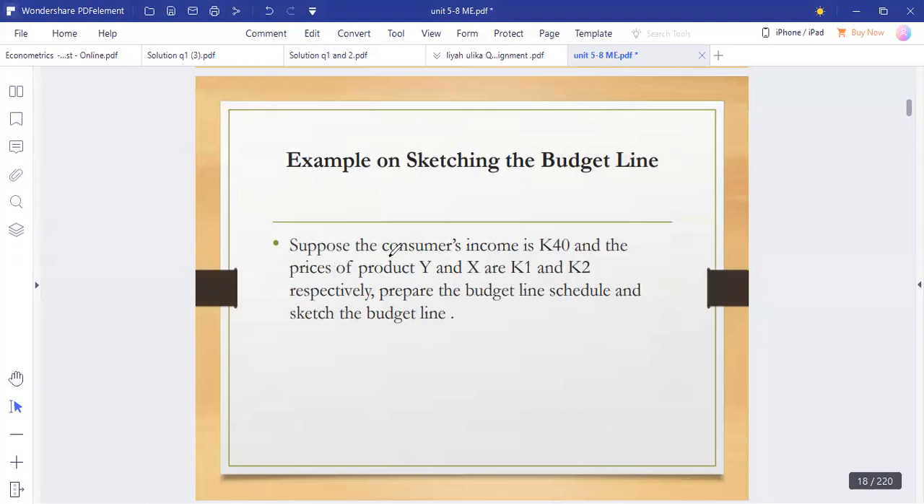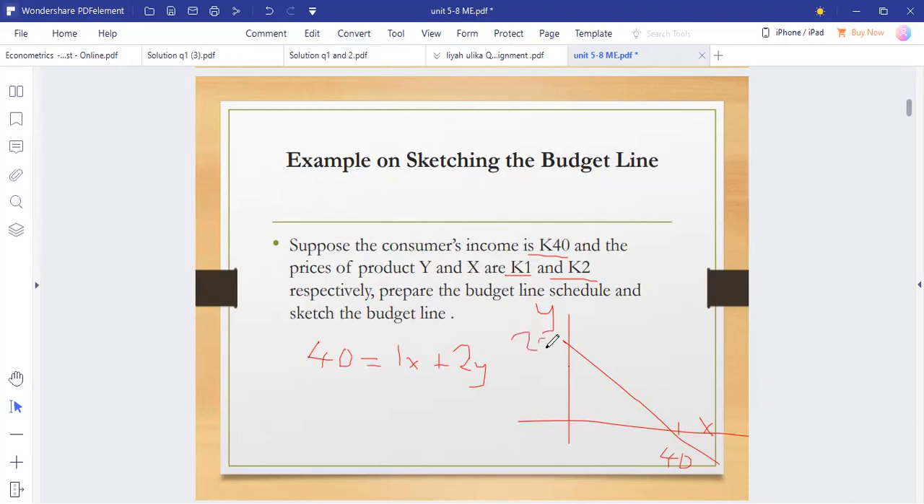So when you're sketching a budget line, suppose the consumer income is 40, and the prices of goods Y and X are 1 and 2 respectively. Our budget line therefore is going to be 40 equals 1x, although we never write 1, just for illustration purposes, plus 2y. To illustrate this, we divide on the y and the x. So 1 into 40 is 40, so this will be at 40. And for the x, 2 into 40, we're going to get 20, and this is at 0.